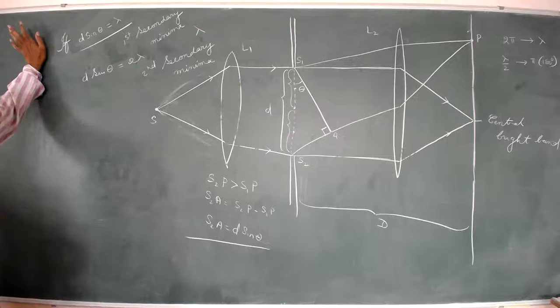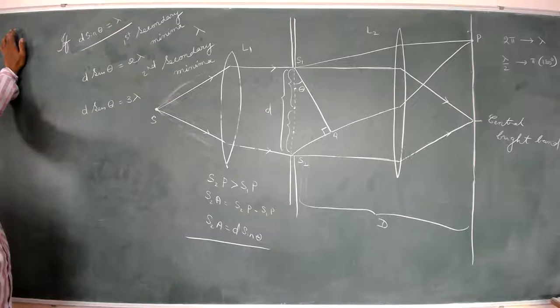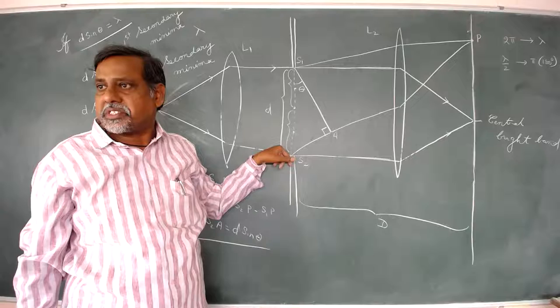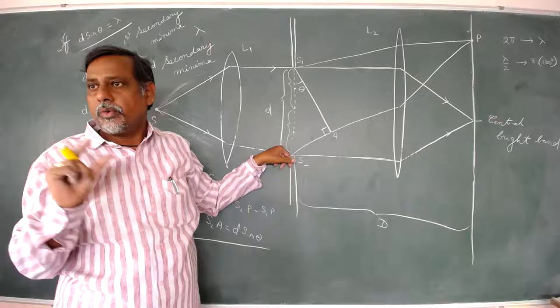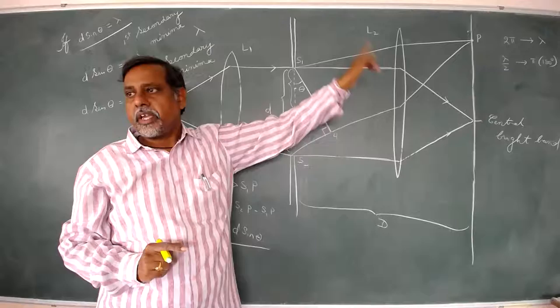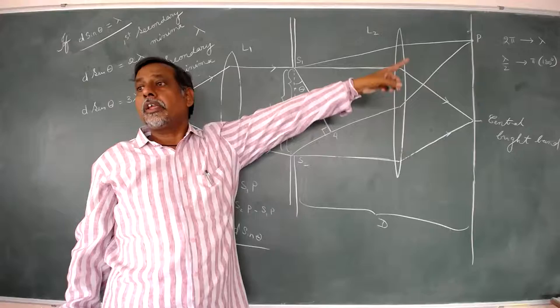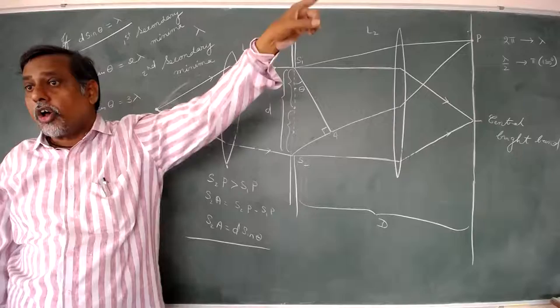Next, the third secondary minima. So how will we get it? When the path difference d sine theta is 3 lambda, then this complete single slit has to be imagined as 6 equal portions: lambda by 2, lambda by 2, lambda by 2, lambda by 2, and 2 more lambda by 2s. It is an even number, so ultimately all these lambda by 2 portions cancel out since the phase difference is 180 degrees. Therefore, when the path difference is 3 lambda, no light reaches the point P. That is the formation of a dark band, called the third secondary minima.